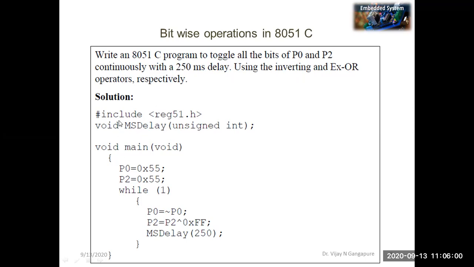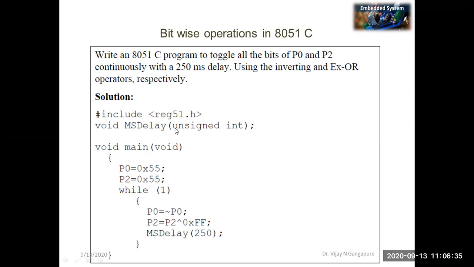So for that the program is written. So #include reg51.h, then void msdelay (unsigned int). So this msdelay is a function name. This whole statement is a function declaration. We are declaring msdelay as a function to which we are passing unsigned int type of data, a single data. This msdelay function will generate a particular delay of the value we are passing to this function.